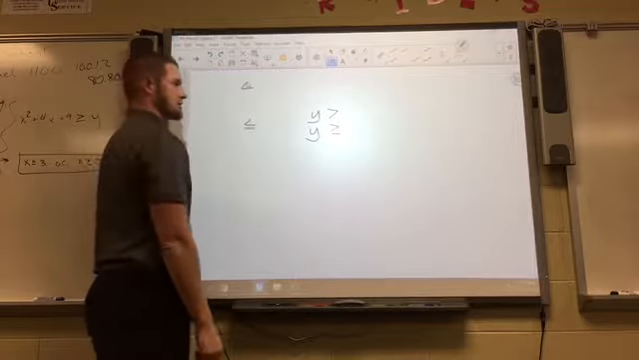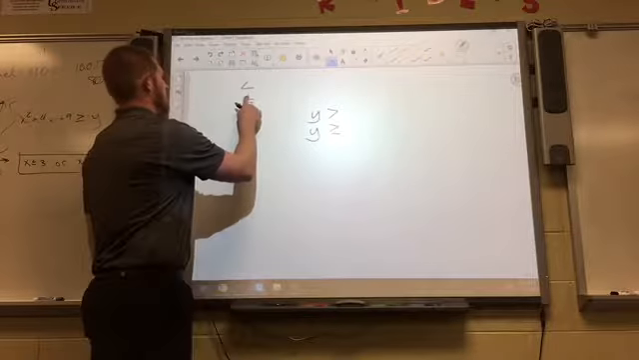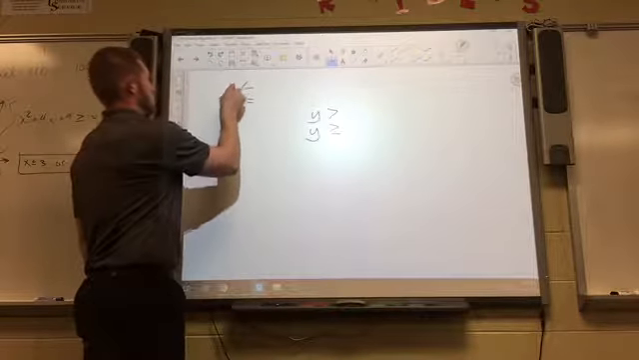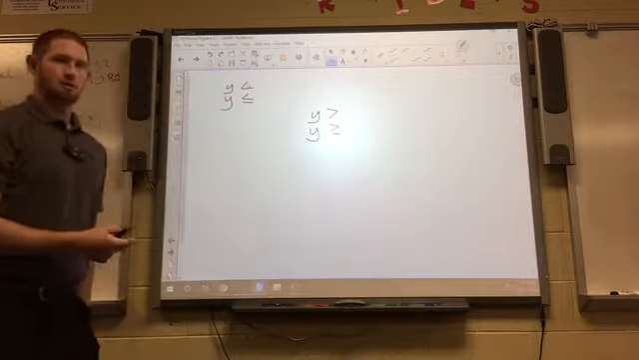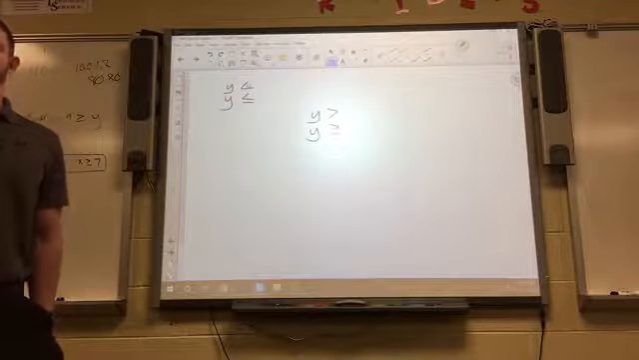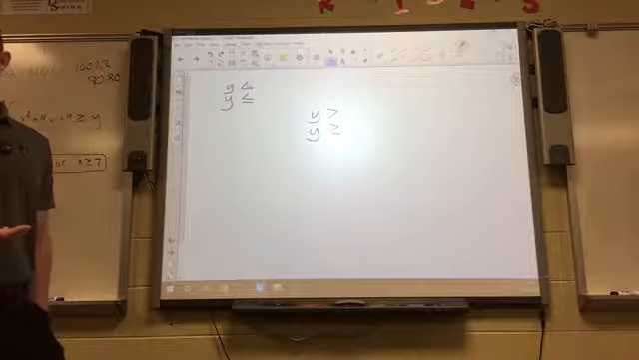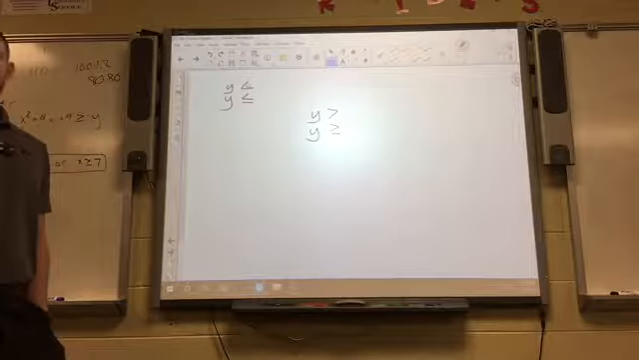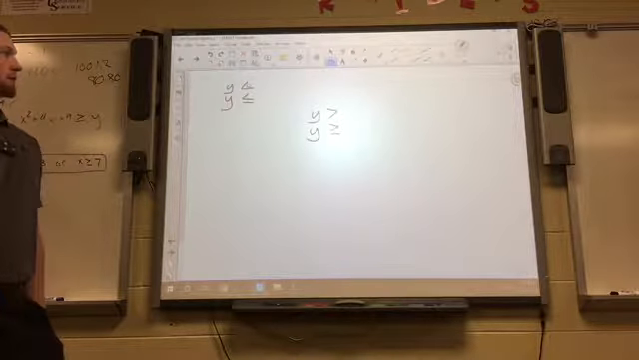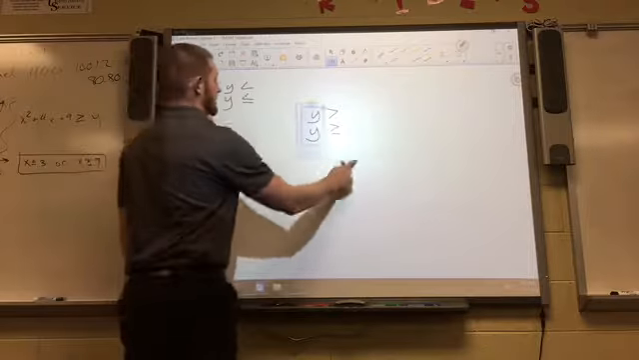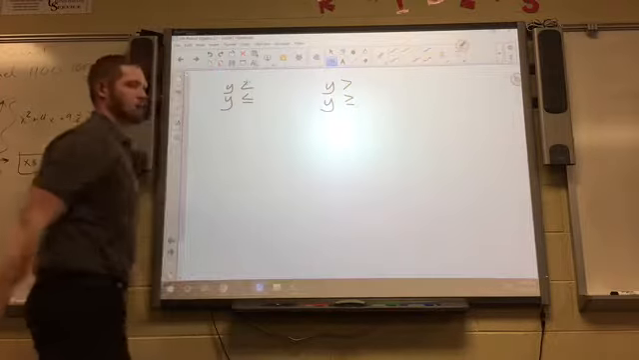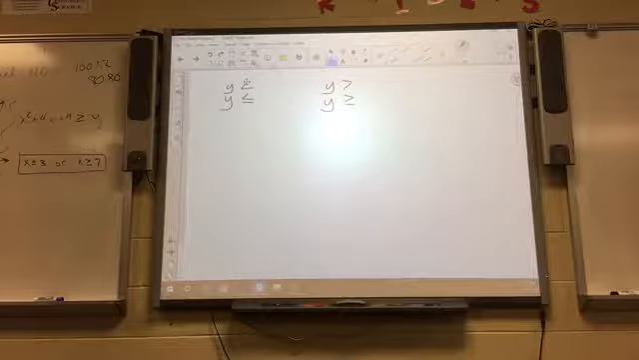bigger. It doesn't necessarily have to be outside. And if it was this way, I would shade where my y's were less. I also showed you that you could pick a coordinate point and plug it in to figure that out as well. Okay, so that's from yesterday. We were just graphing quadratics. That's taking you back to chapter 3, section 1, where we were graphing quadratic equations.